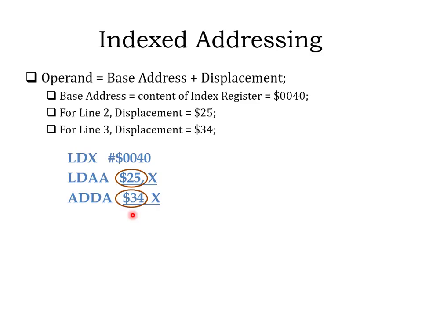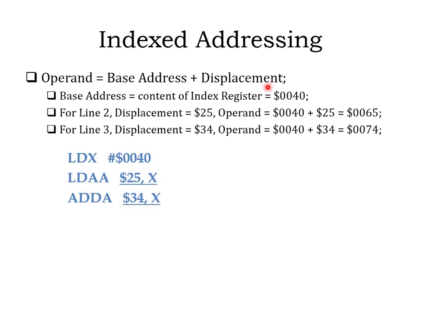Okay. Now, for line 2, how do we calculate the operand? Let's go back to the formula at the very top. The formula is base address plus displacement, right? So if I calculate for line 2, this is what we get. Your operand is going to be, this is your base address, 0040, and this is your displacement. We just add, just hex addition. Once we add it, we get 0065.